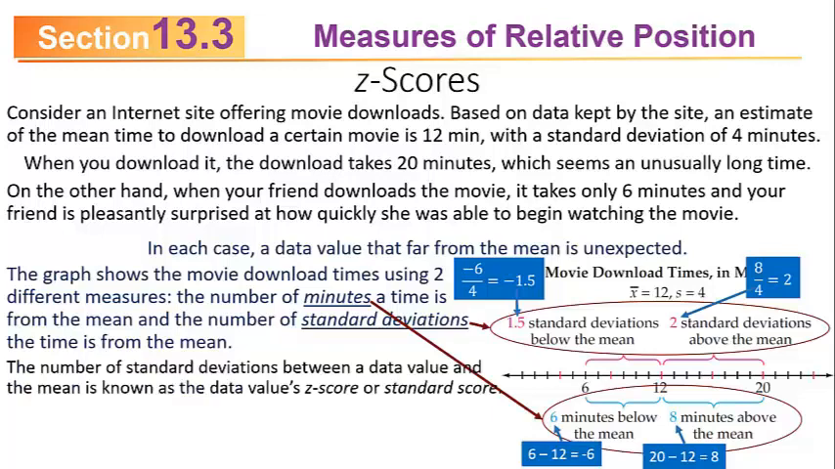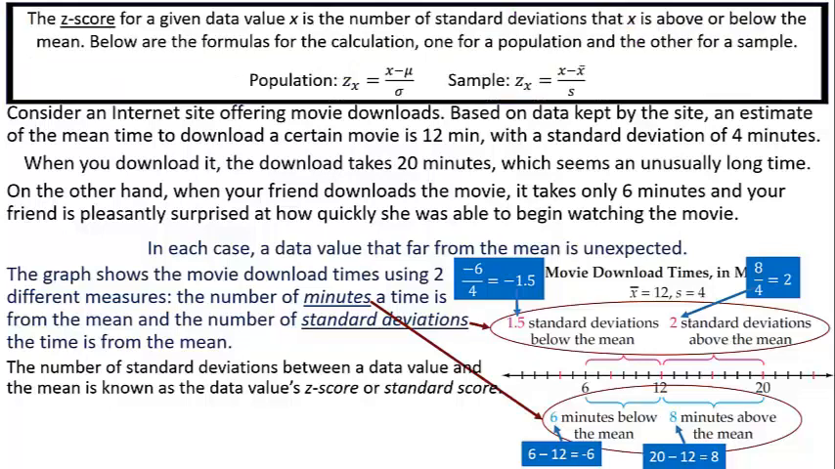The number of standard deviations between a data value and the mean is known as the data value's z-score, or sometimes it's called the standard score. The z-score, or standard score, for a given data value, x, is the number of standard deviations that x is above or below the mean. Below are the formulas for those calculations, one for a population, the other for a sample. It really doesn't matter because in the context of a problem, you'll either be working with a population or a sample, but the process is the same.